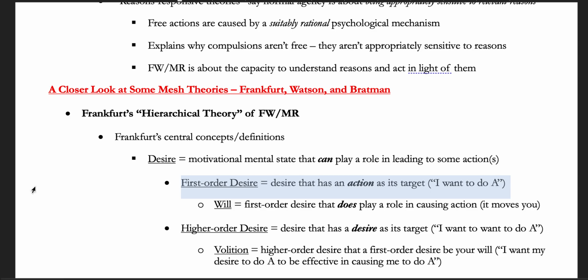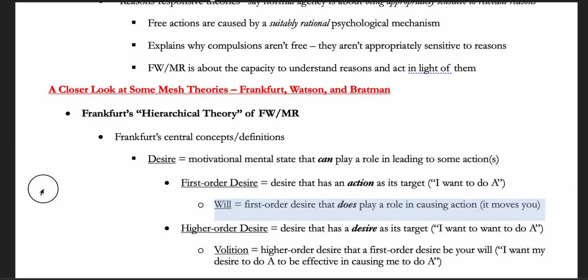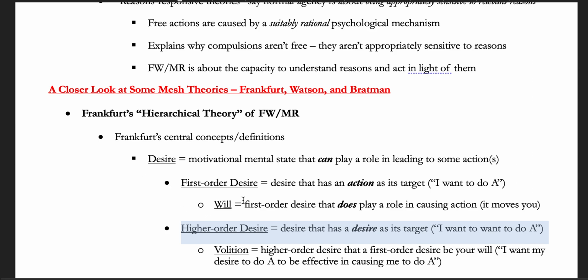Now, first order desires, what Frankfurt called first order desires. The difference between these two, and the bullet, outline style here, these are all kinds of desires because they're under desire. So these are two kinds of desires. This is a kind of first order desire. It's a type of first order desire. And this is a type of higher order desire. So the indenting here means that this is a type of this, and this is a type of this. So these are all desires. Okay, hopefully that makes sense. So a first order desire and a higher order desire differ in terms of their target.